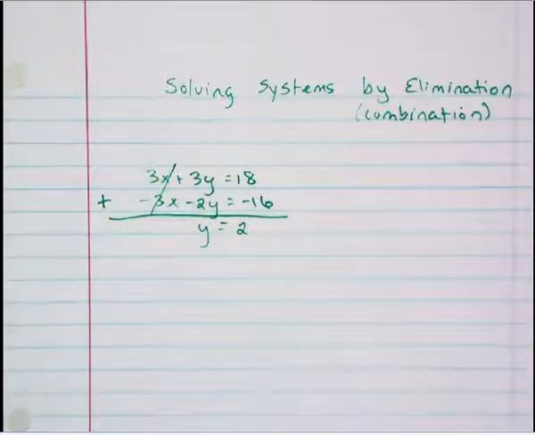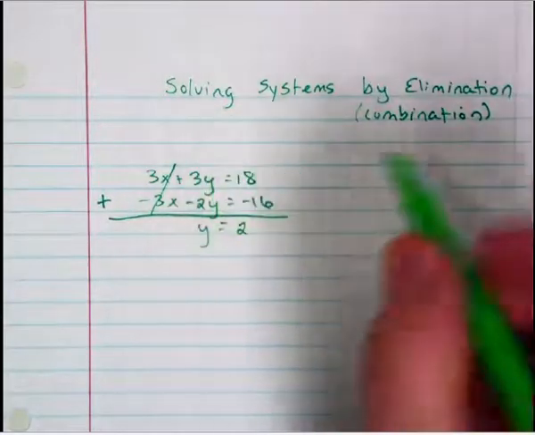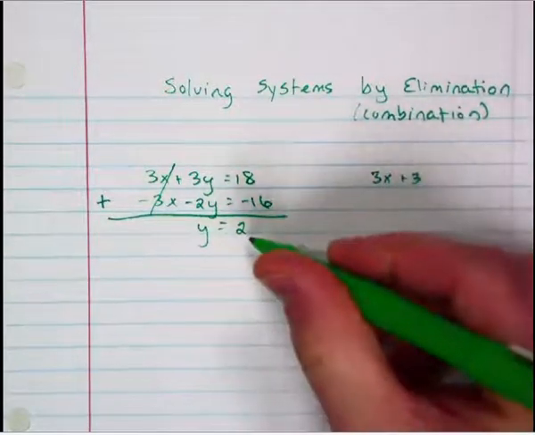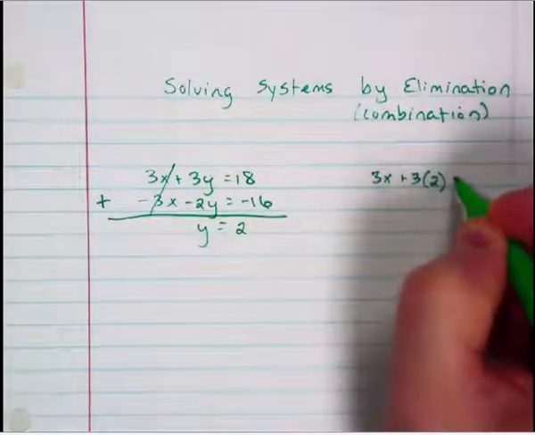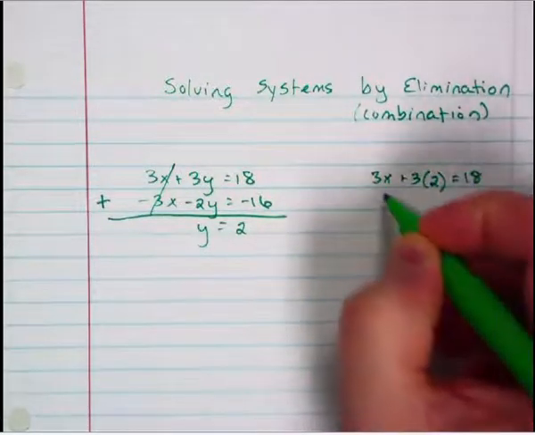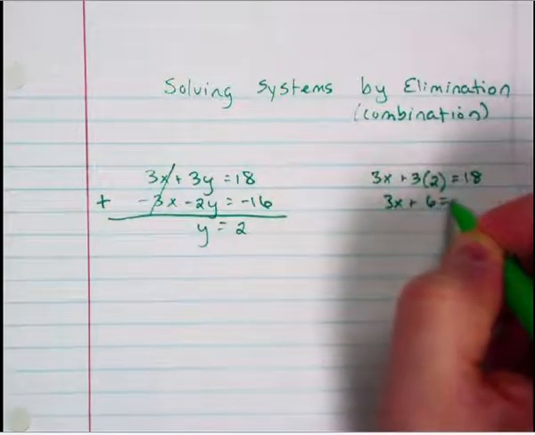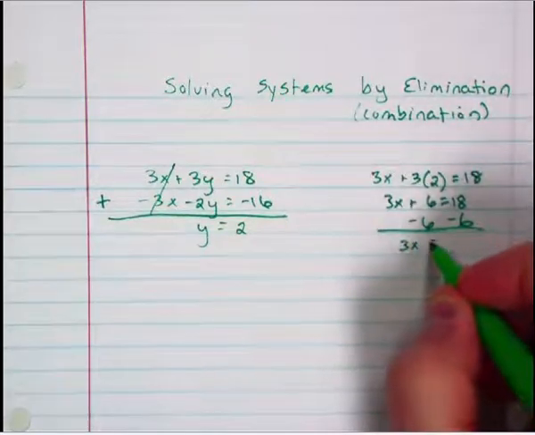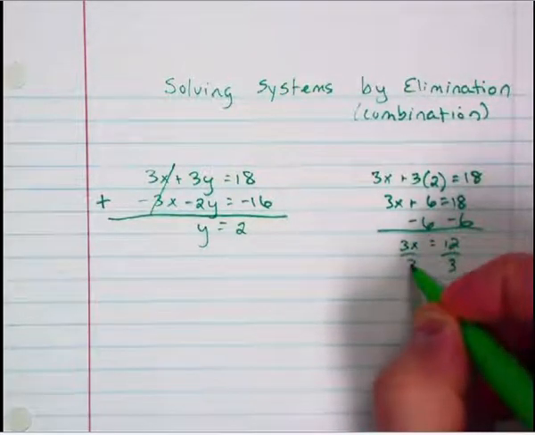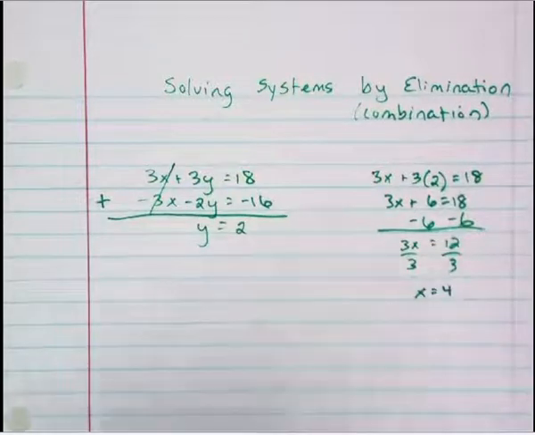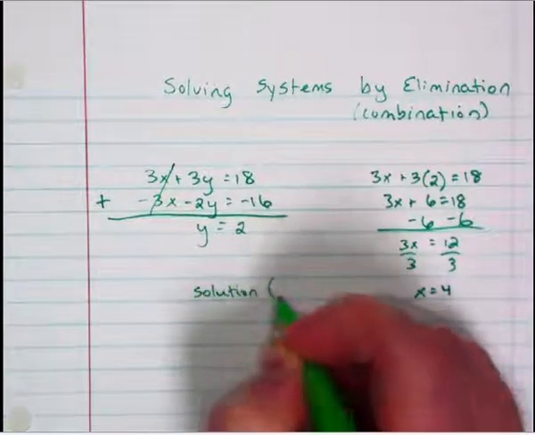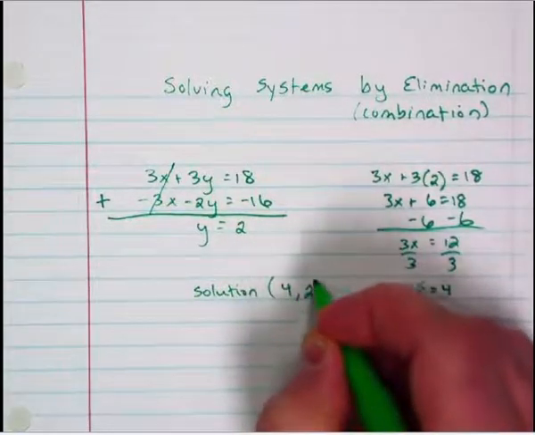Now the only thing I have to do is go back and get x. So I would choose either equation. I'm going to choose the first one just because I like it. But now I know that y is 2, so I'm going to plug in 2 for y so that I can solve for x. So this would give me 3x plus 6 equals 18. Subtract 6, get 3x equals 12, divide by 3 so that x equals 4. So with that, I have a solution, or a point of intersection of 4, 2, remembering that it's x then y.